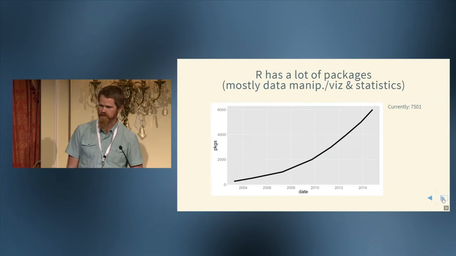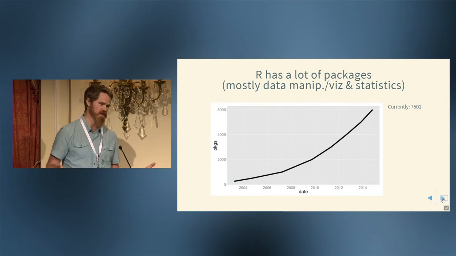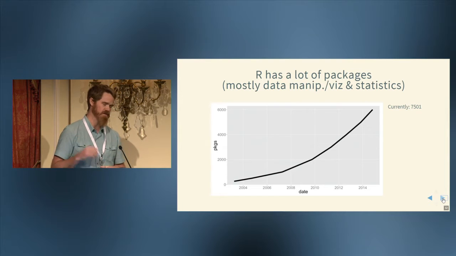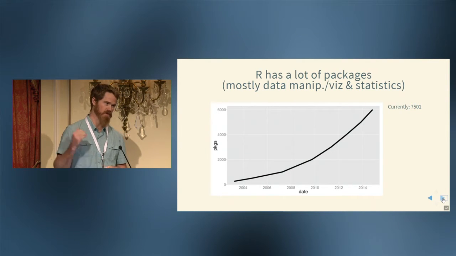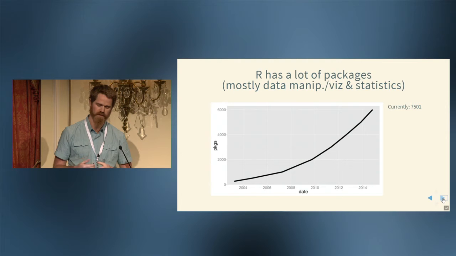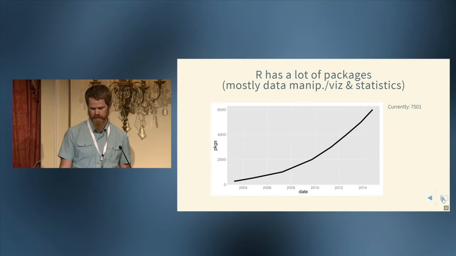So a lot of the functionality that people use is outside of a core distribution of R. If you go and download R from their website, there's a lot there, but a lot of the functionality is in these things we call packages or libraries. And currently there's about 7,500 of them, and it's been growing rapidly as the community of R users is also growing rapidly.